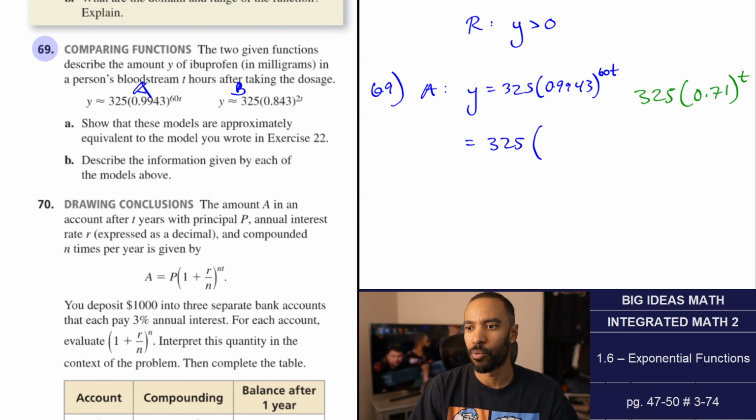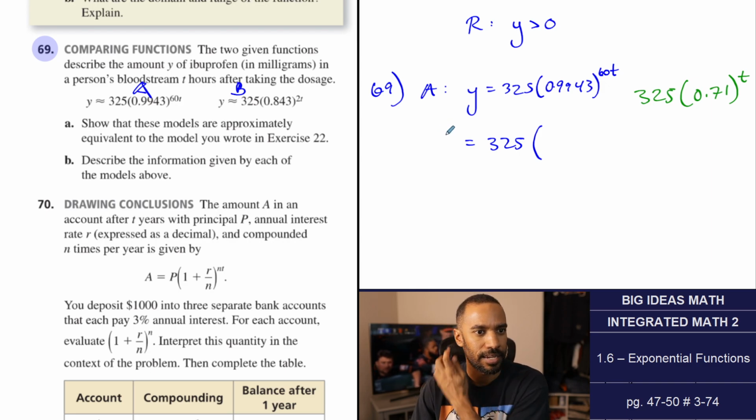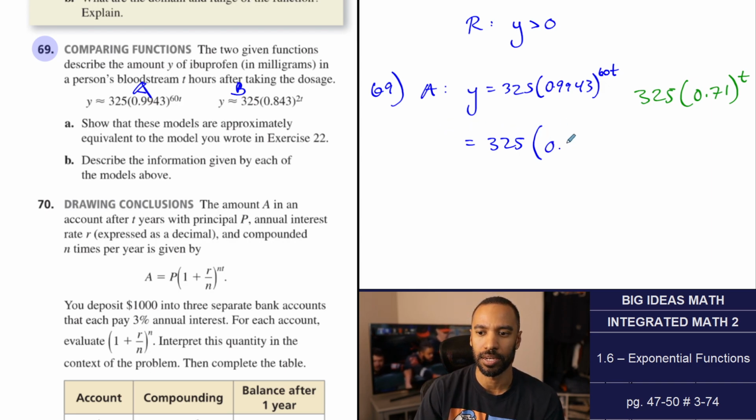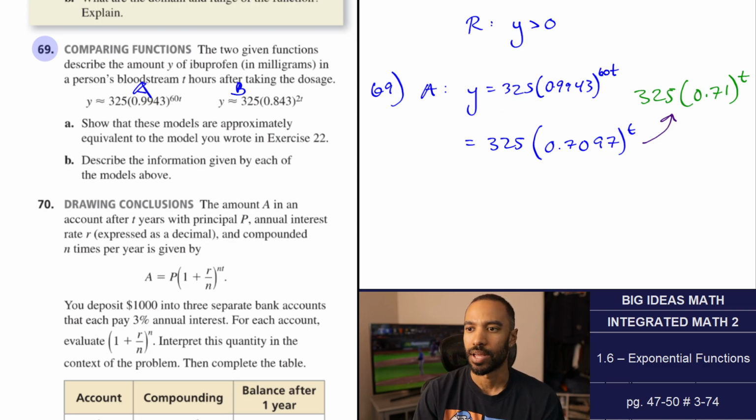That number is 0.70965. So I'll put 0.7097 to the t power. Yes, that looks pretty strikingly close to that one there. So that's model A, function A.